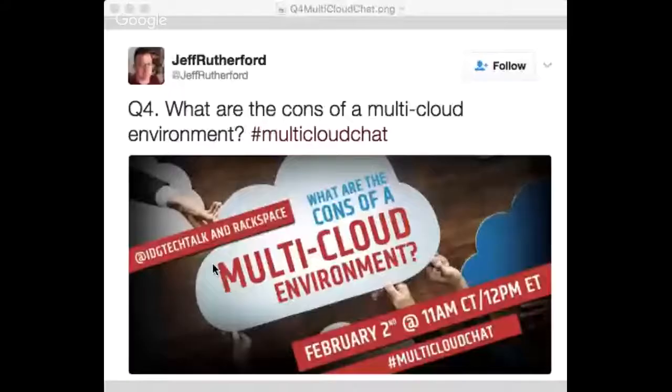There's one last question, which is the obvious other side of the coin. We talked about what the pros are, but we're going to put that up on the screen. What are the cons of the multi-cloud environment? Security. That I think is the big one. I think security and complexity.